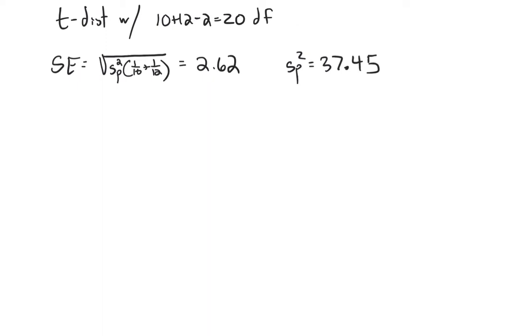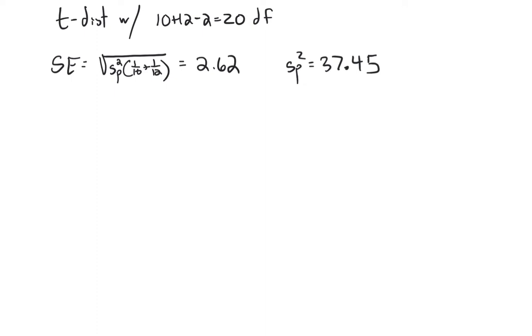Using our flowchart, we should see that we're going to get a t-distribution that has 10 plus 12 minus 2, so that's 20 degrees of freedom. We are dealing with a t-distribution where the variances are assumed equal. So the standard error is given by this formula here. If you calculate that, you should get roughly 2.62. As a check, here is the pooled standard deviation, or rather the pooled variance here, so you can check if you're doing your calculation correctly. So we're set to go.